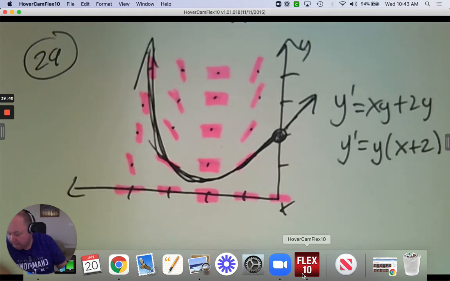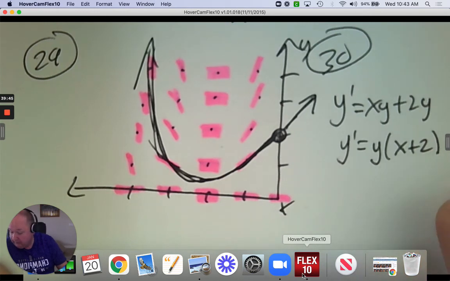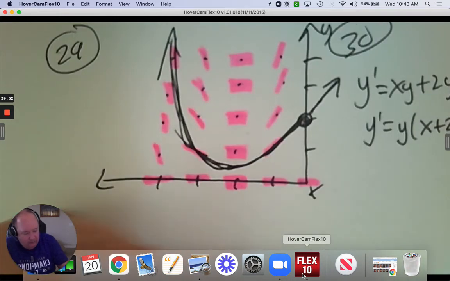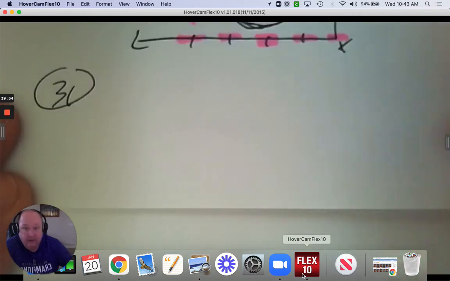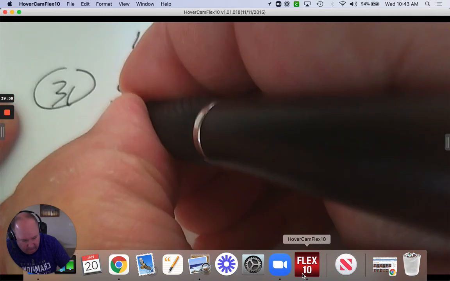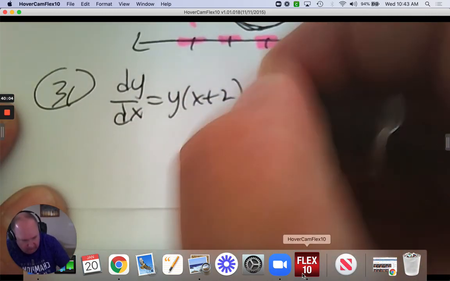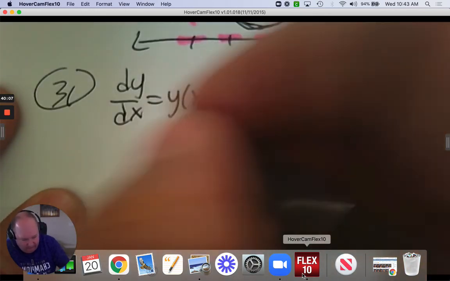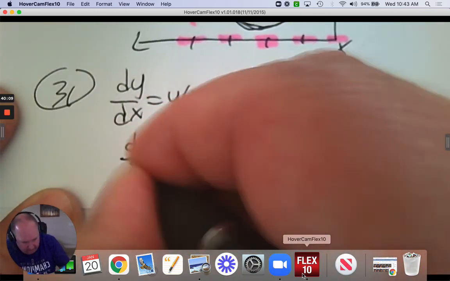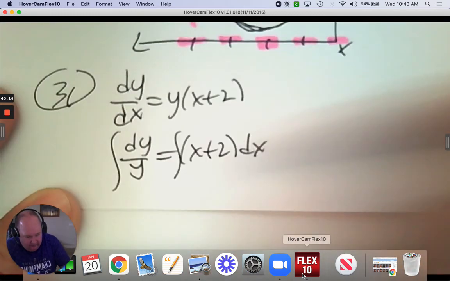Number 30 was the drawing it. Number 31 is to solve the diffie-q and find that position. Use your calculator to graph the particular solution and compare it to your problem. Okay, so for 31, we're going to solve this diffie-q. So we're going to write down dy by dx equals y times x plus 2. That's it. They're going to separate the variables. So I'm going to divide by y and multiply by dx.